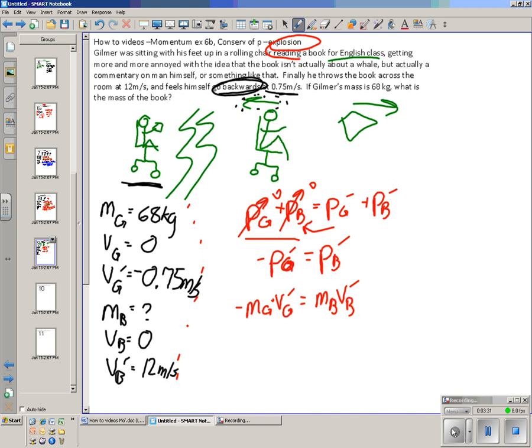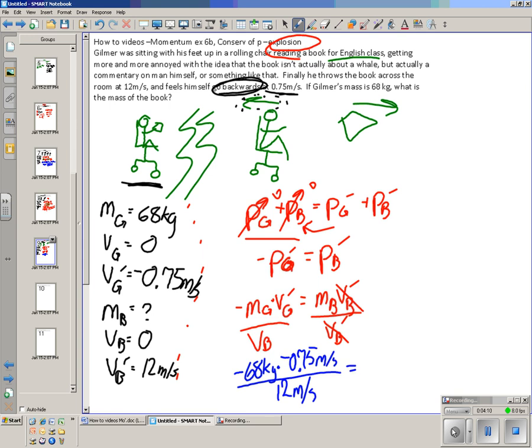This time I'm looking for the mass, so I'm going to divide through by vB prime. Okay, and now I can plug in. Oh, because these guys cancel. Now I can be plugging in. So negative 68 kilograms times negative 0.75 meters per second divided by final velocity of the book, which was 12 meters per second. That's going to get us the mass of the book.